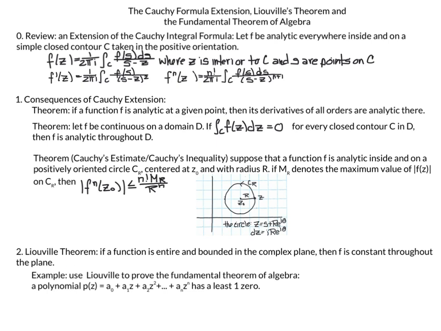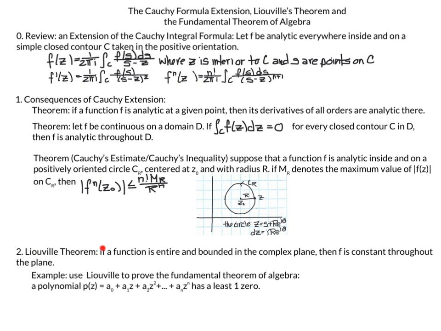And this to me is a little surprising because it's saying if f is merely analytic throughout the entire complex plane, but it's bounded. In other words, it has a maximum value. It doesn't get arbitrarily large, so it's bounded, then automatically f is constant. I find that a little bit surprising.